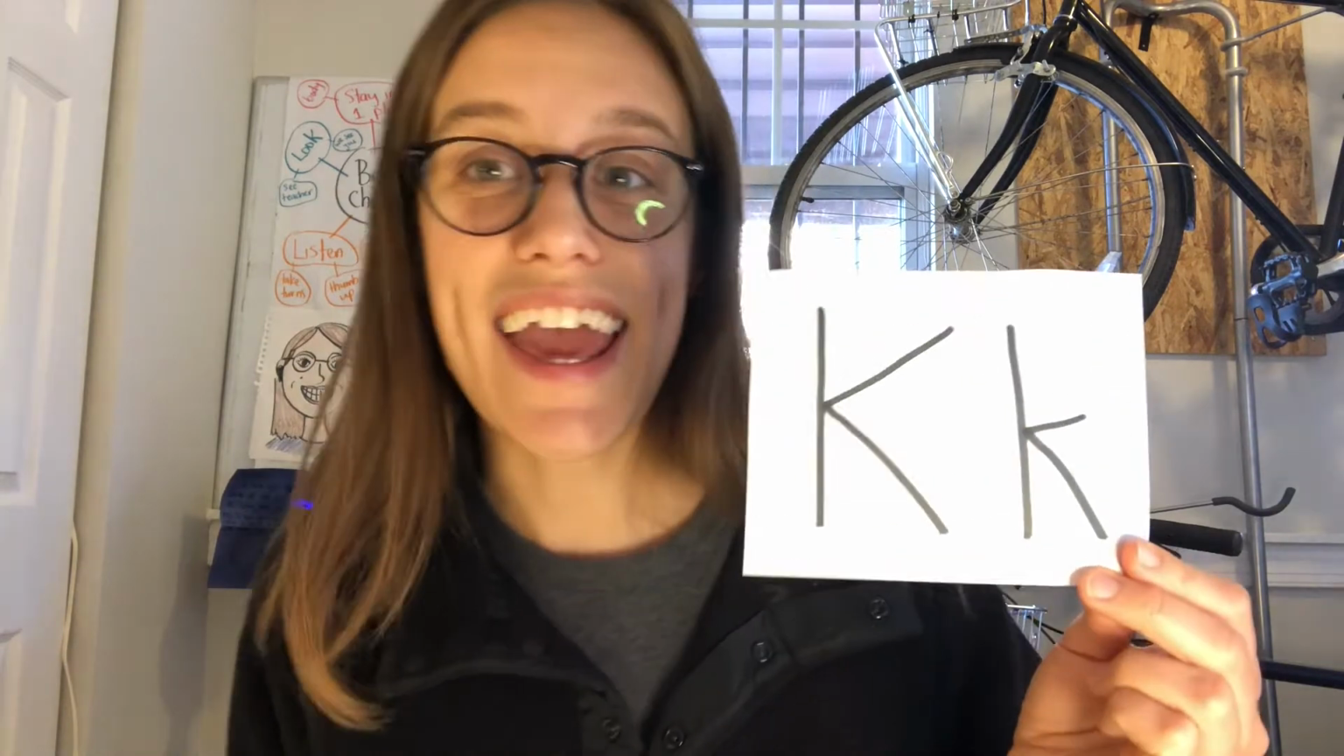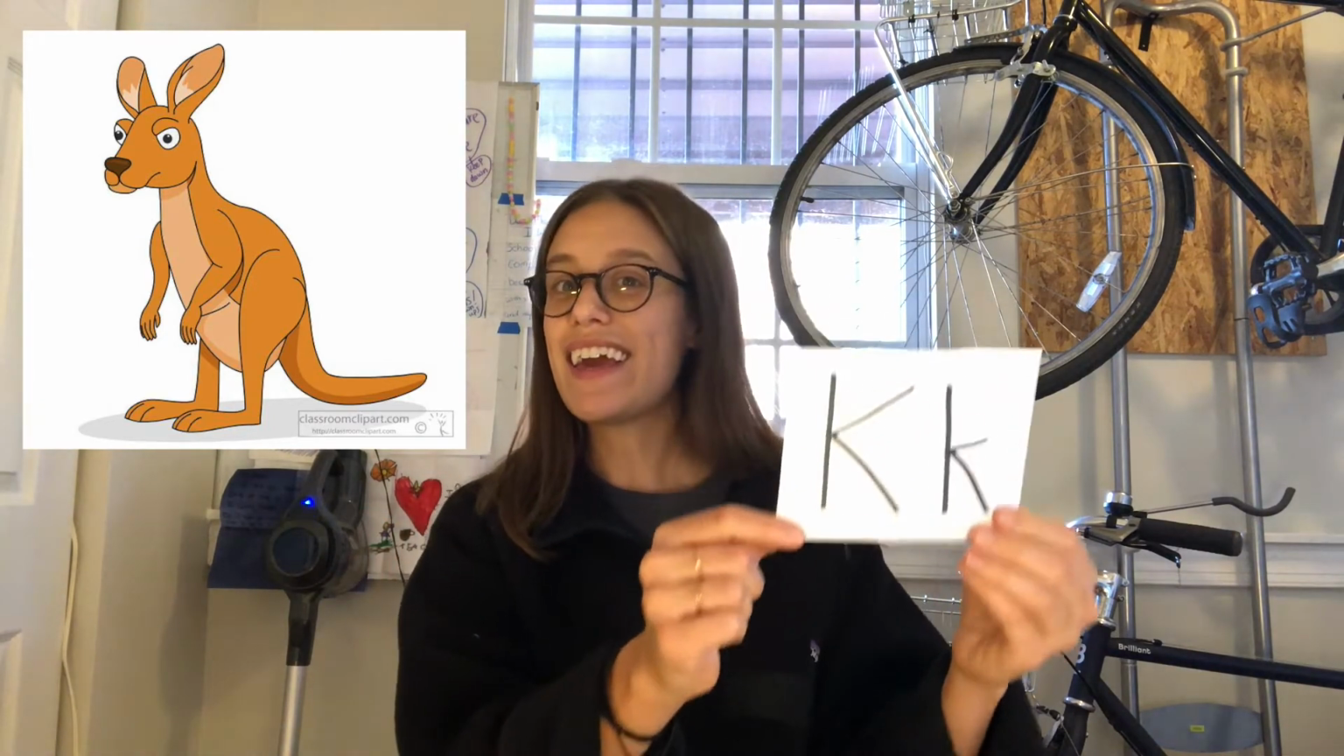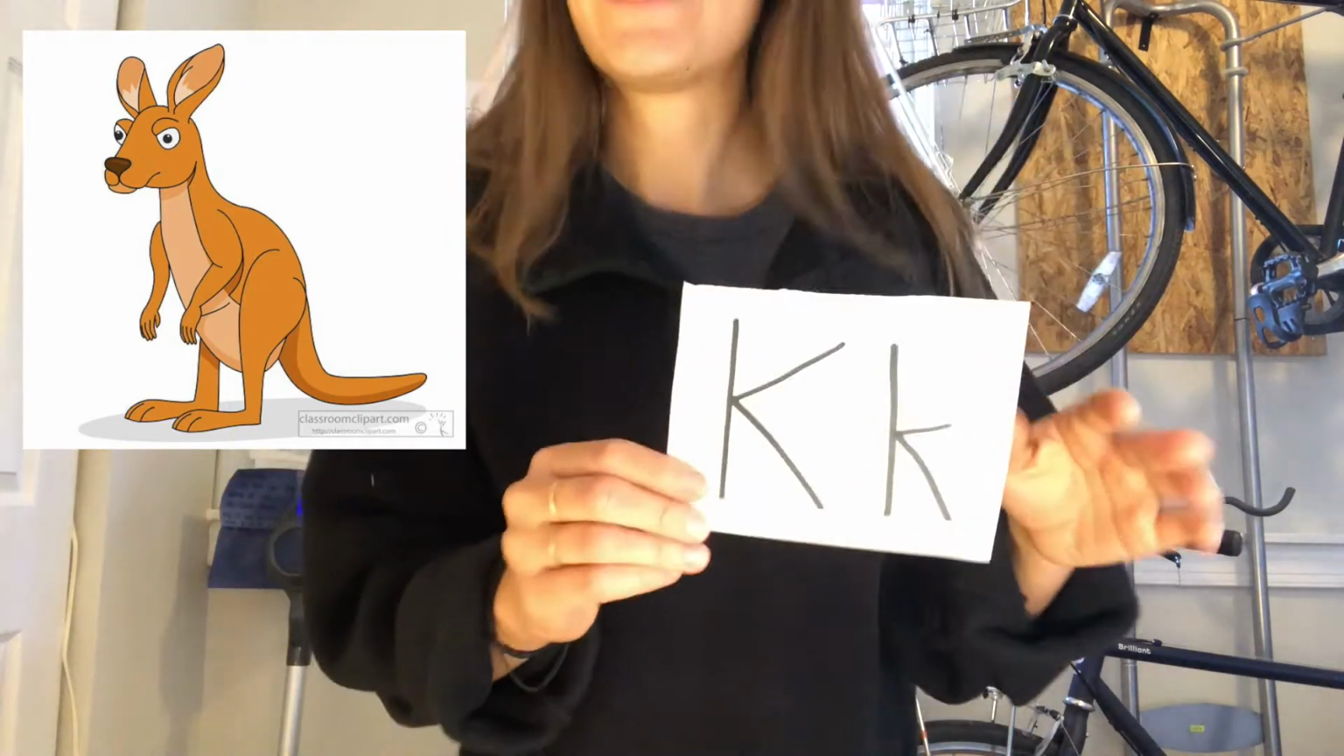Next up is this letter. This is the letter K. K is for kangaroo. So when we hear this one, we're gonna bounce like a kangaroo. We're gonna jump up and down. K, kangaroo, k, k, kangaroo.